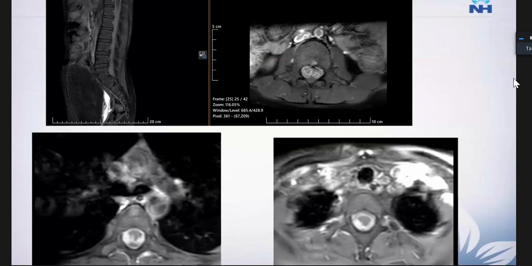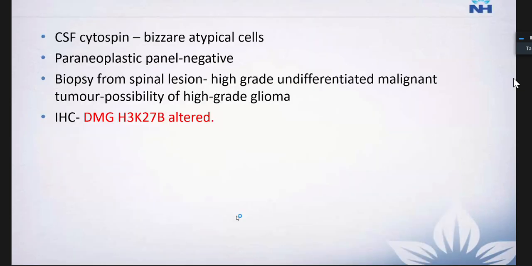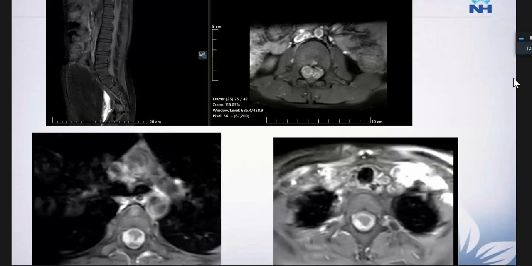So this was the differential that was made, and these are the lesions seen along the surface of the spinal cord, which were also looking very nodular and mass-like. Subsequently, we had a multidisciplinary discussion in our hospital, and it was decided that we should get a biopsy.